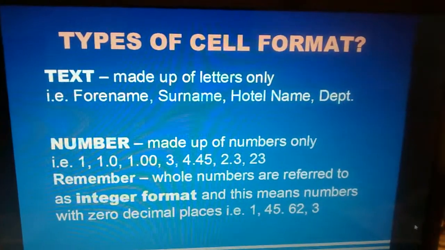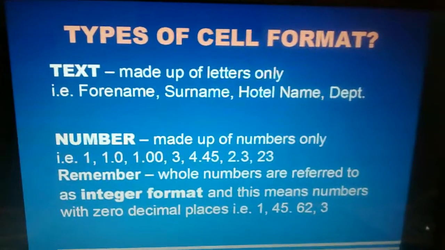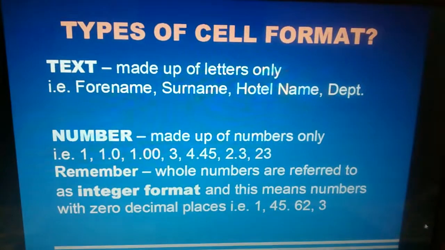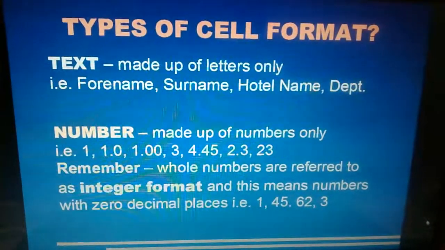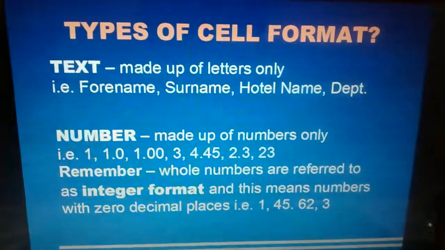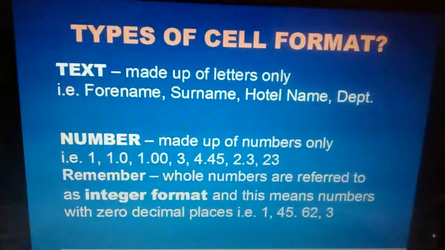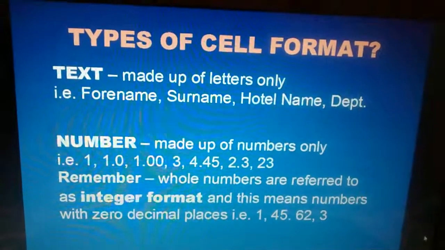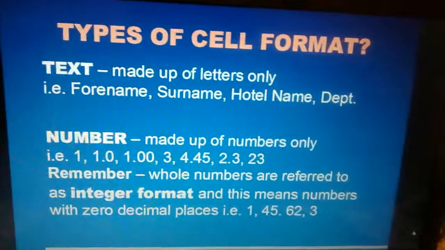You also need to be aware whenever 1 decimal place or 2 decimal places, 3, 4, 5, etc. are being used. Now there are some examples there. So 4.45, that's number to 2 decimals. 1.0 is number to 1 decimal. 23 is integer format. So try and familiarise yourself with that. Always remember integer format means number with 0 decimal places.